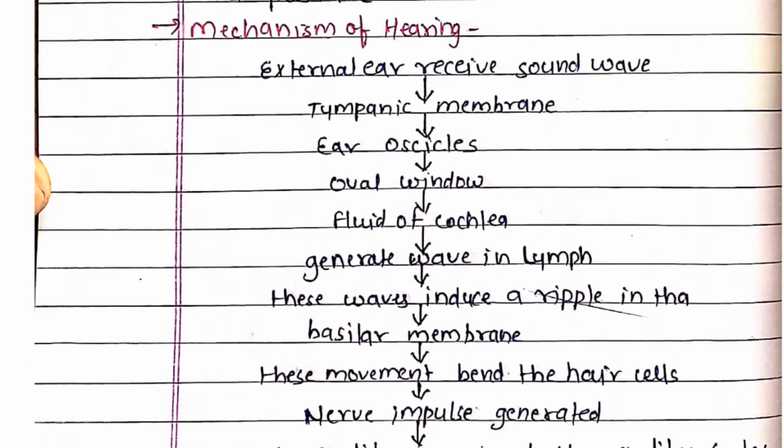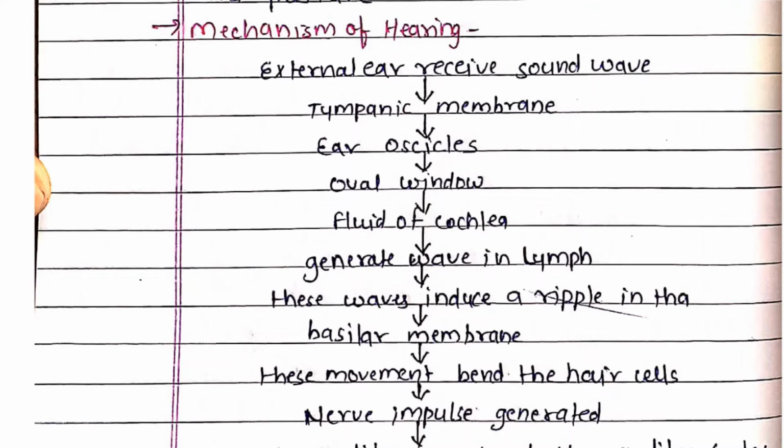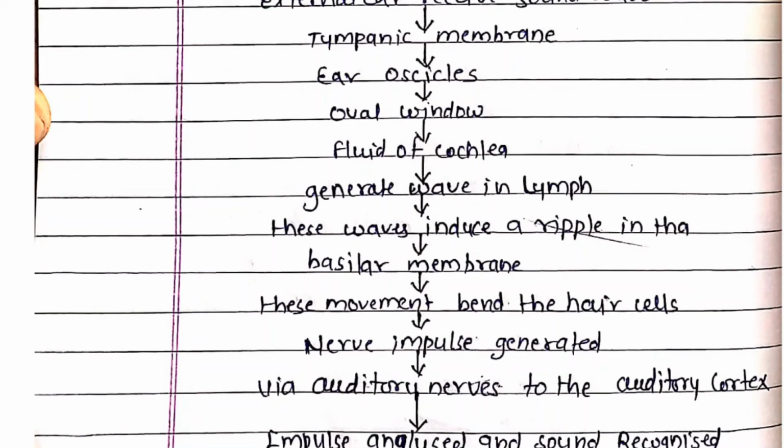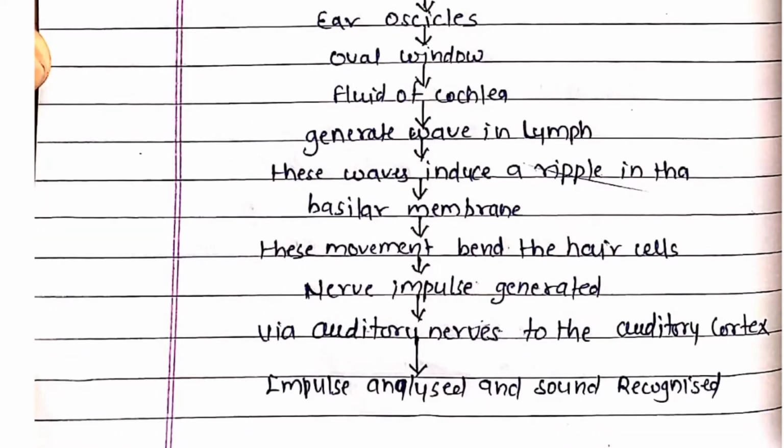So first in English and then in Hindi. The external ear receives sound waves and they reach up to the tympanic membrane. Then they are amplified by the ear ossicles and then they reach the oval window and then the fluid of the cochlea, and they generate waves in the lymph. These waves induce a ripple in the basilar membrane and this movement bends the hair cells and then a nerve impulse is generated, and via the auditory nerve to the auditory cortex this impulse is analyzed and sound is recognized.